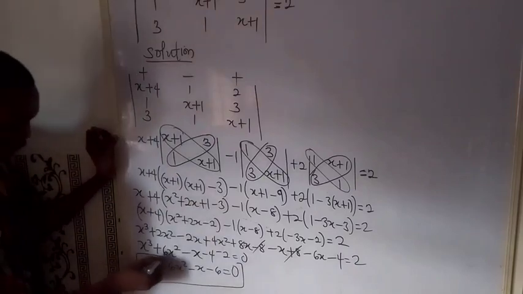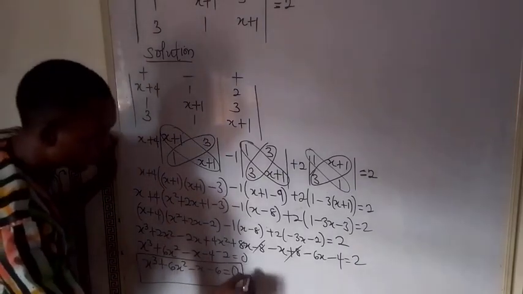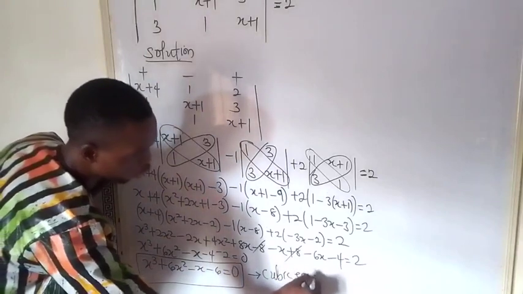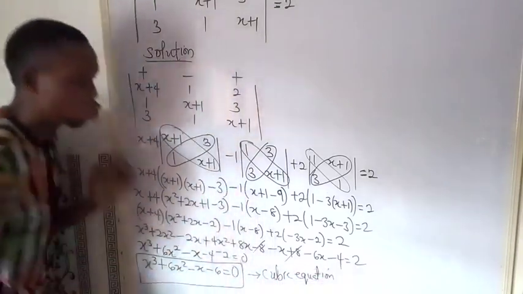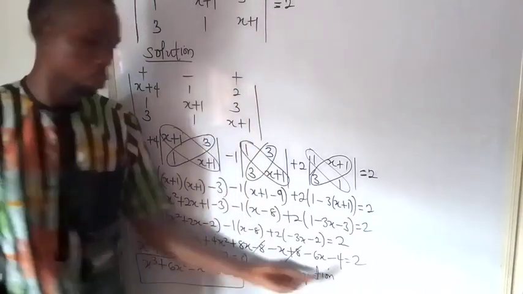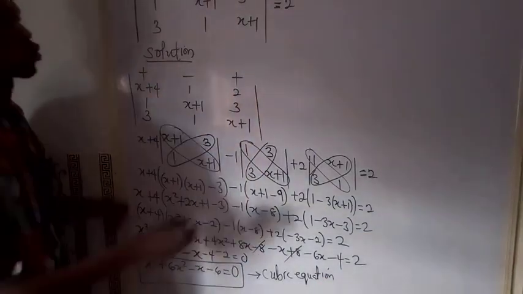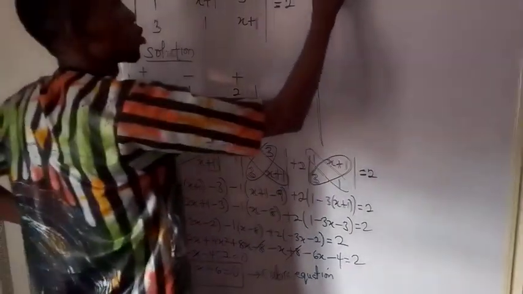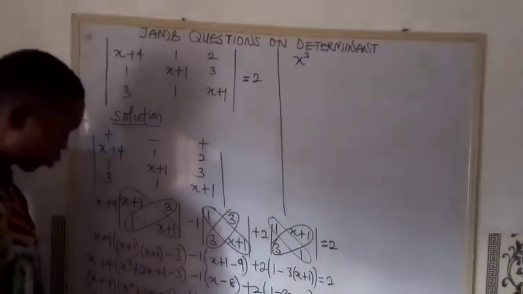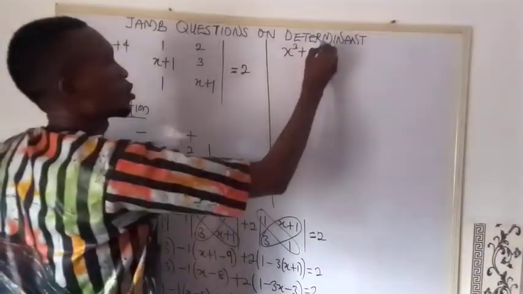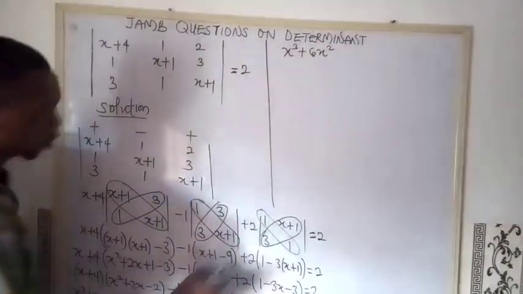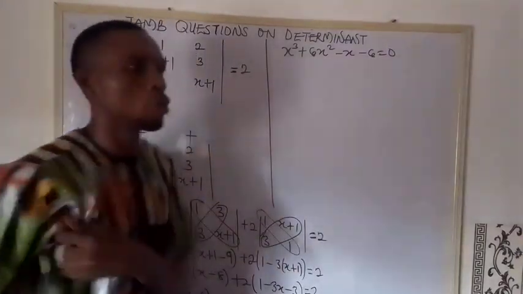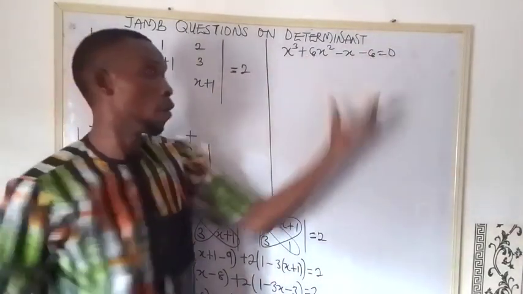This equation that we get here is called a cubic equation. A cubic equation is a form of equation that is a polynomial equation. So now, we'll go to another round. How do we solve this equation now? x cubed plus 6x squared minus x minus 6 equals 0. So you're going to apply your trial and error method.